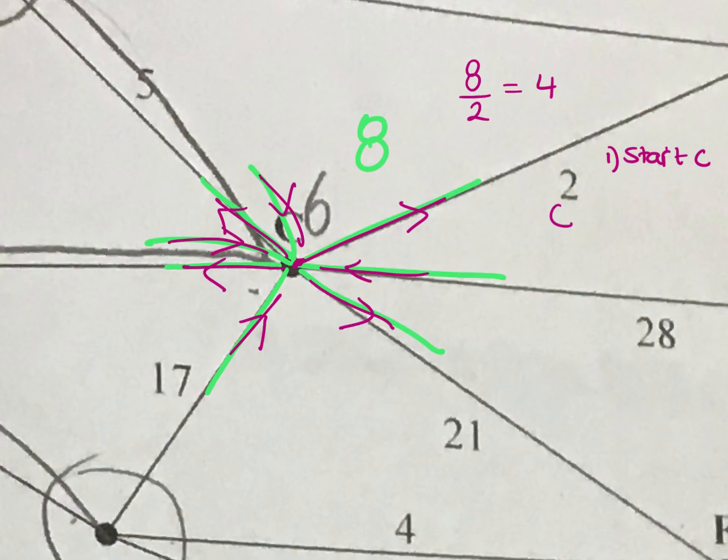Okay, maybe we start somewhere else. So you either start at C or you start elsewhere. That's how you identify if you're right or wrong. Let's say we started elsewhere. Well, we wouldn't start at C, so we wouldn't come out. We'd come into C. Yeah. In, out, in, out, in, out.